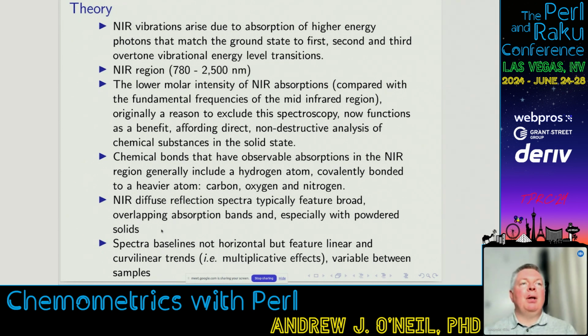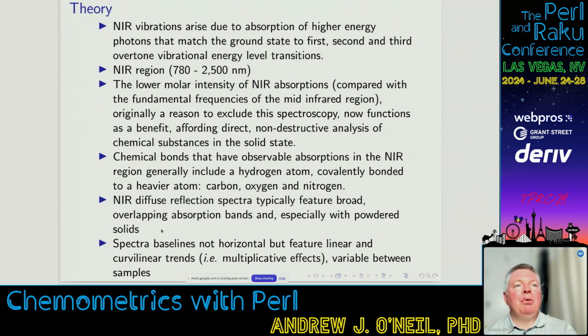These absorptions are technically forbidden by quantum mechanics, because they involve transitions from the V equals 0 to the V equals 2 and 3 levels, and quantum mechanics says the vibrational quantum number should only change by plus or minus 1, I think. So this type of spectroscopy is not supposed to occur according to theory, but it does.